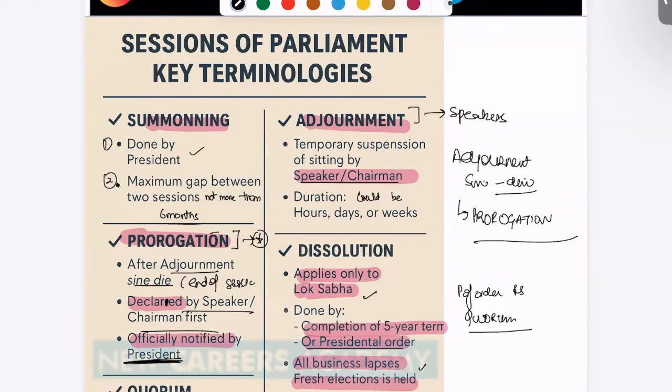There are 2 terms. Adjournment is done by the Speaker. If the Speaker says adjournment sine die, that means everything of the sessions is finished. We don't need to discuss more. How many sessions are there? Which one?